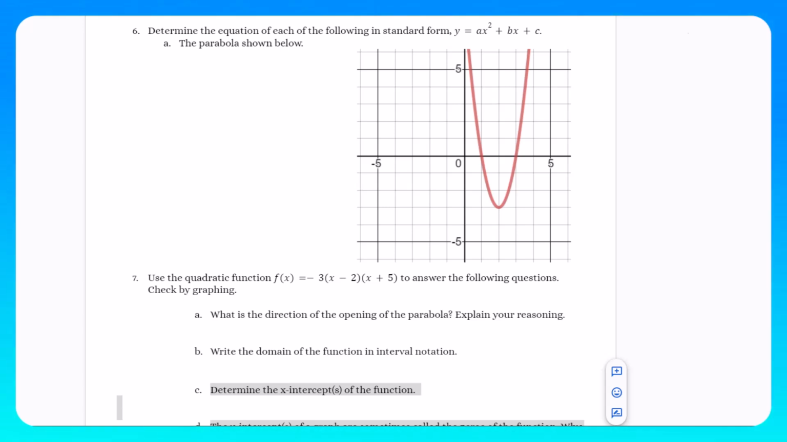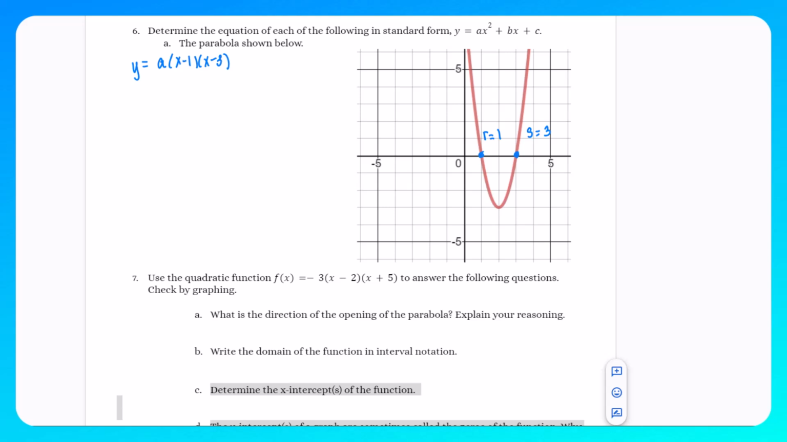Okay, let's look at question 6. It asks us to determine the equation of the following in standard form: y equals ax squared plus bx plus c. Well, we can actually do this in two ways. We can do it by starting off in factored form or vertex form, but in this example, let's do factored form. Well, this one and this one are our zeros, and it says we need to determine those first. So this is r equals 1, and this is going to be s equals 3. So writing that out, y equals a times x minus 1 times x minus 3.